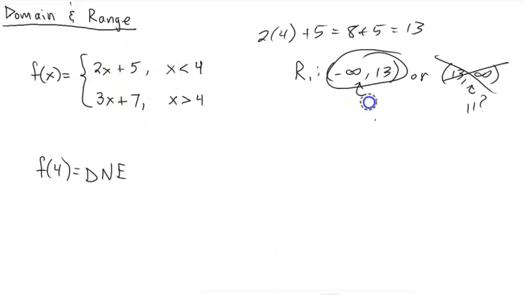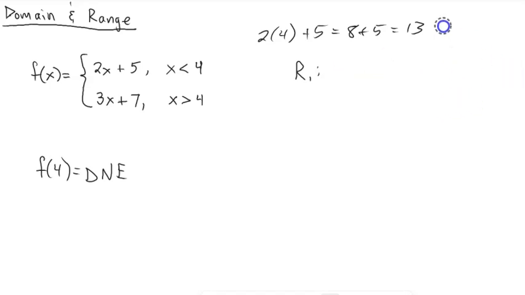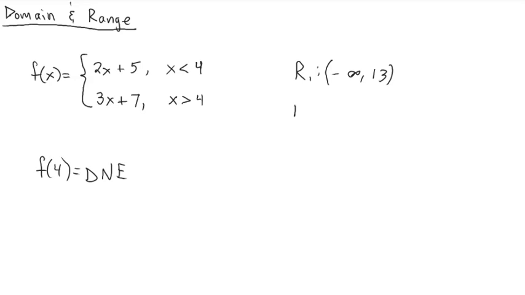So we're going to erase the rest of this, and we're going to say that the range of piece 1 is negative infinity up to 13. Now we need the range of piece 2. We're going to do the same thing. We're going to plug 4 in here. 3 times 4 is 12. 12 plus 7 is 19. And so it's either going to be negative infinity up to 19, or it's going to be 19 up to infinity. It can only be one of those two.